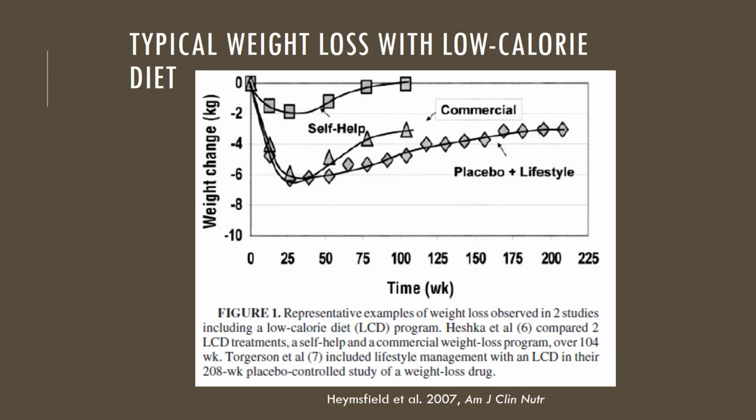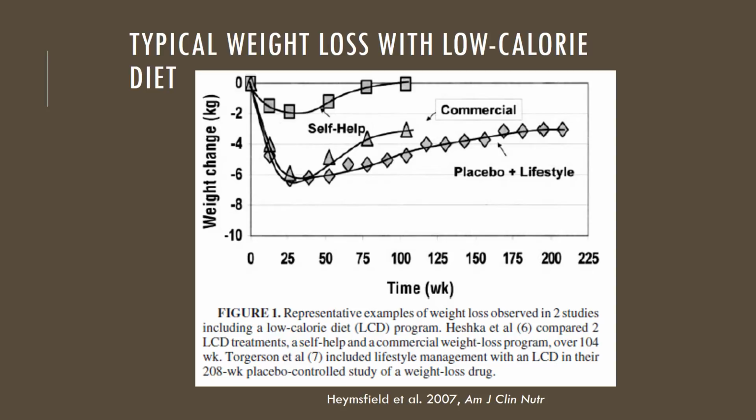So this is data showing typically what happens with weight loss with a low-calorie diet, which is how most people lose weight. Self-help is just people doing whatever they wanted to try to lose weight. Commercial was Weight Watchers. And then there was another study that looked at what they called placebo plus lifestyle. So they gave them a pill that they told them would help them lose weight, but it was actually a placebo, a fake pill. And then they had them eat less food and be physically active.